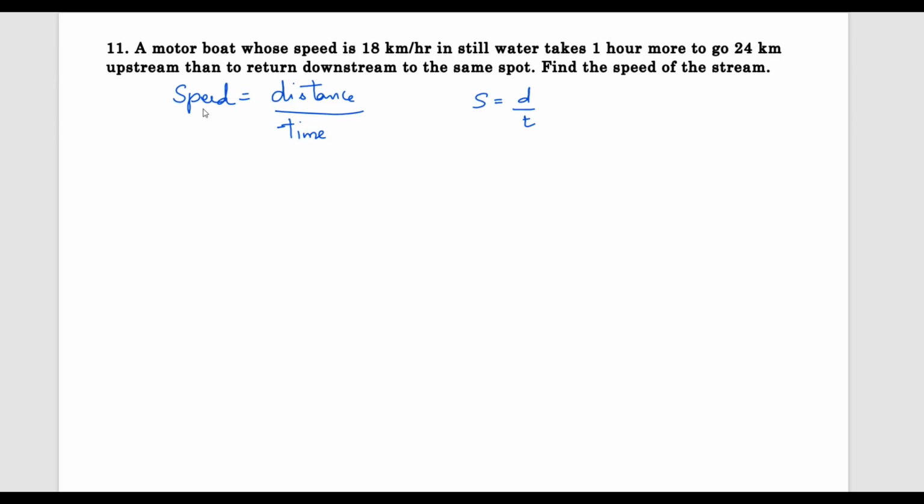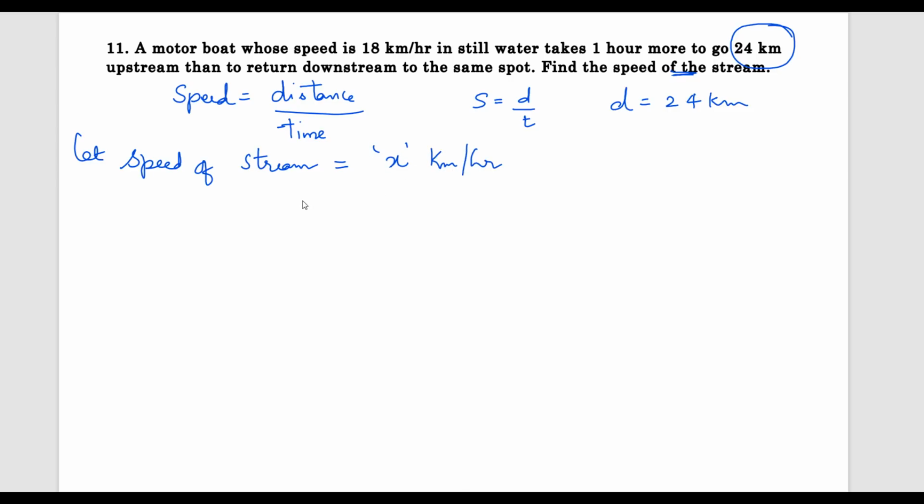In the first case, what is the speed of the motor boat in still water? It is 18 km per hour. The time it takes is 1 hour more to go 24 km upstream than to return downstream to the same spot. Now from this, what is the distance? The distance will be the same here, therefore distance equals 24 kilometers. What we need to find out is the speed of the stream. I'll assume it has x speed. Let speed of stream equal x kilometer per hour.